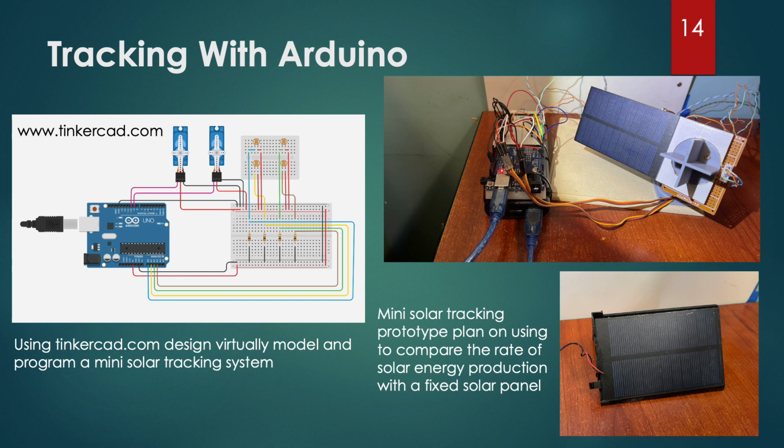It's a small model of a solar tracker with components that we used from the design that we had, and also the code that we created compiled with the Arduino. And the bottom right is just a plain solar panel, which will be used to compare the rate of power produced with the solar tracker. And the next slide will be introduced by Mohammed.